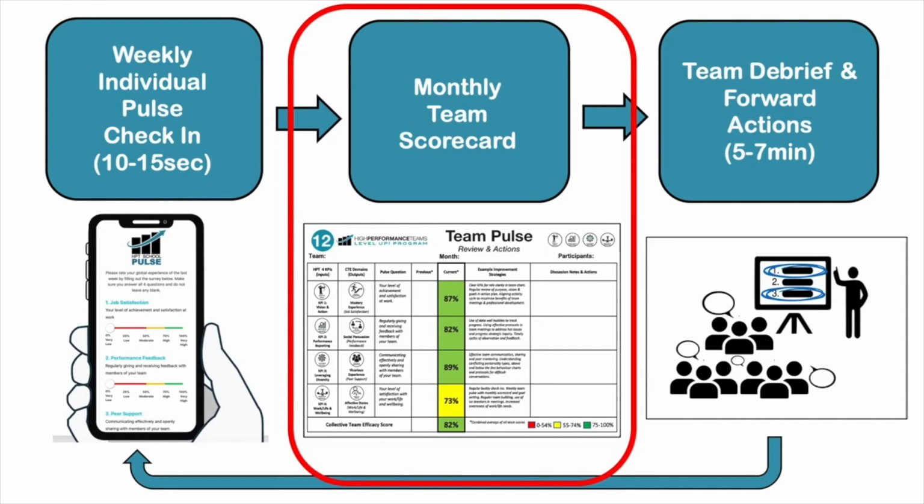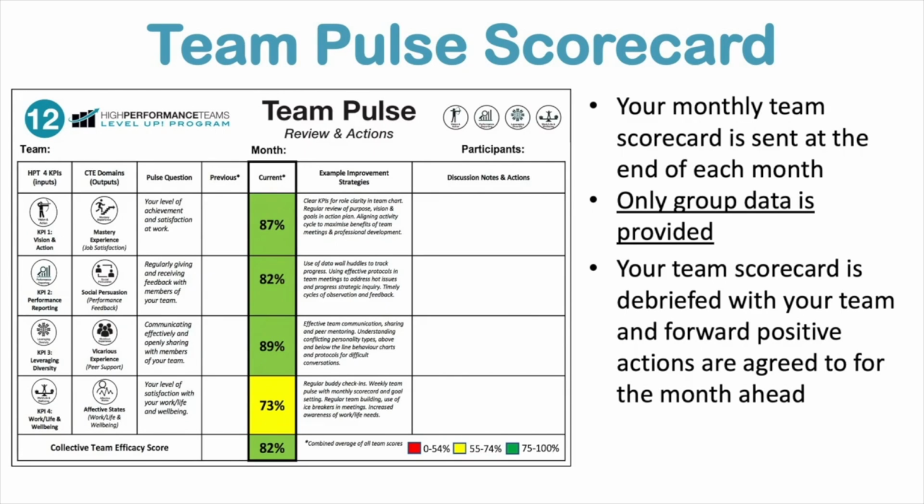Part 2 then is the scorecard you get once a month. You can see one on the screen now. The group data is displayed and you can quickly see where the team's doing well as a collective and where there might be some improvement.